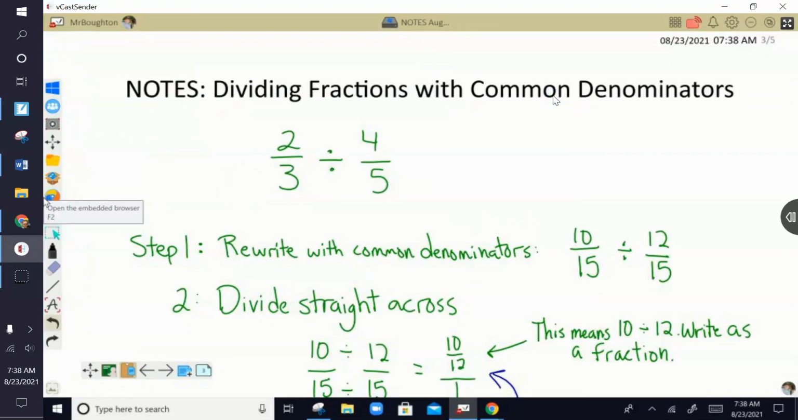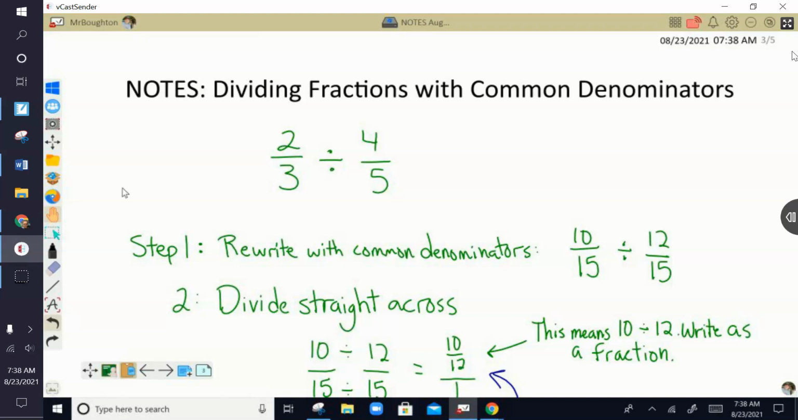All right, good morning. We are learning several ways to divide fractions in our classes. One of the strategies is to use a common denominator in order to divide the fractions. So I just want to go over that really quickly with you.